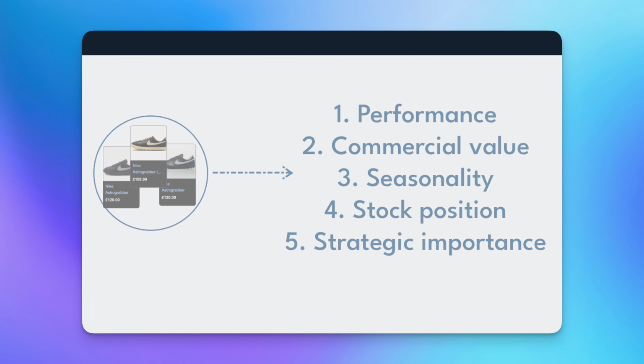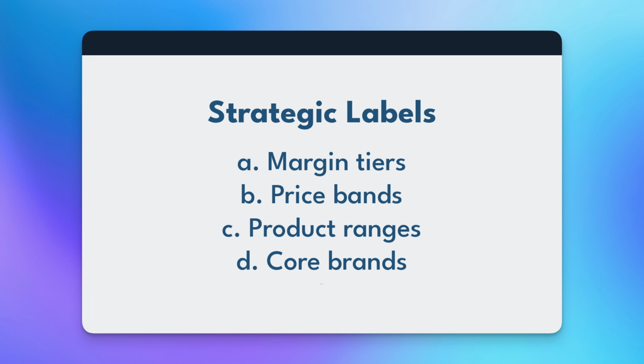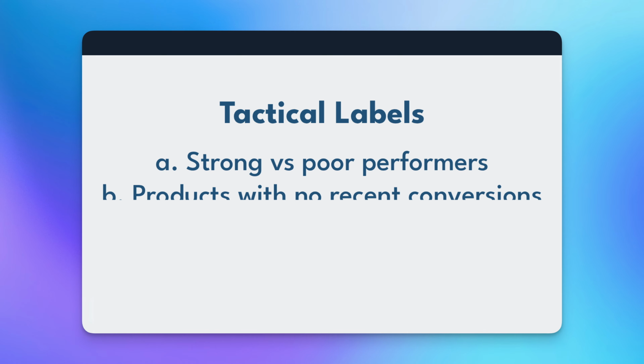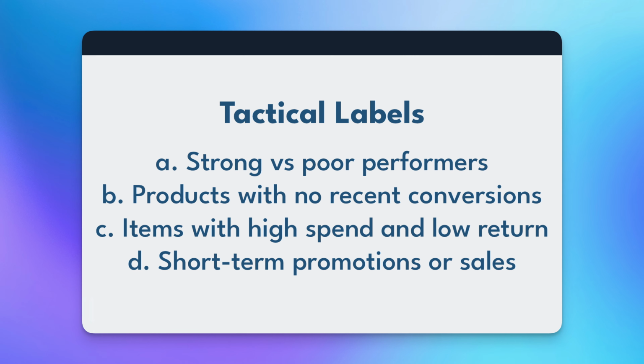There are primarily 2 broad ways to use custom labels. The first is strategic labels, which are relatively stable. They don't often change, and they shape long-term structure. Some examples include margin tiers, pricing bands, product ranges, core brands, or even seasonal categories. Whereas tactical labels are more dynamic. They respond to performance or stock or even timing. Some examples of these include strong versus poor performers, products with no recent conversions, items with high spend and low return, or even short-term promotions or sales. Most effective feeds use a combination of both.